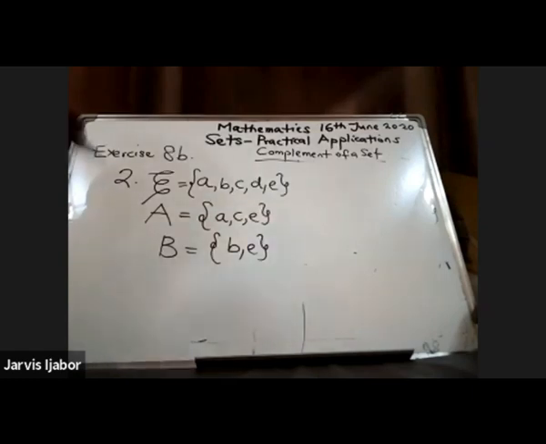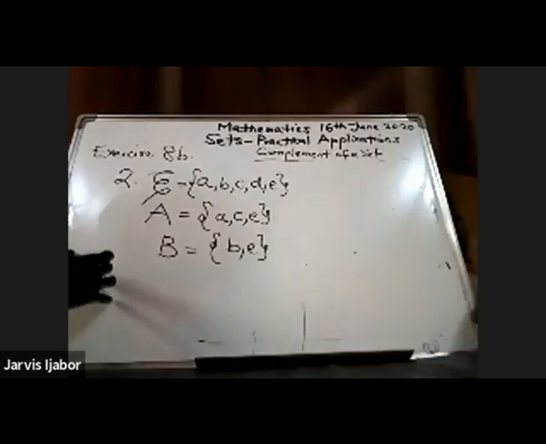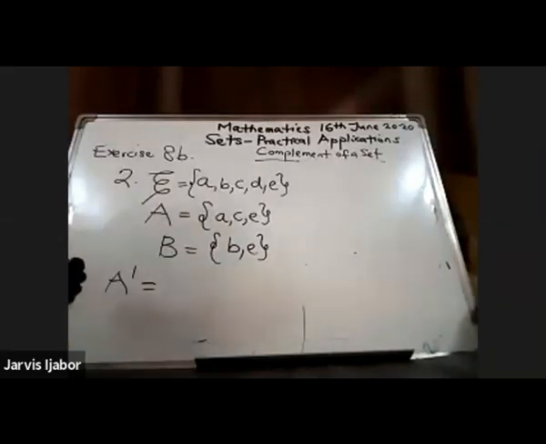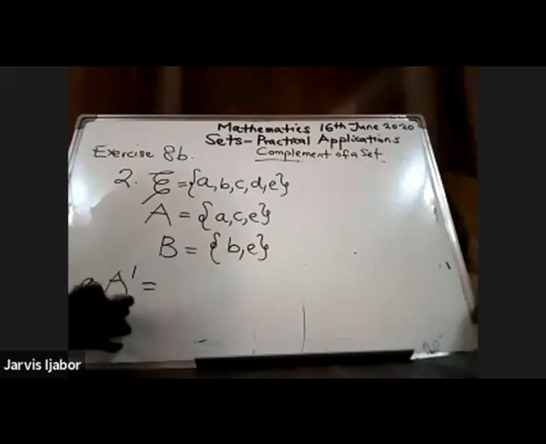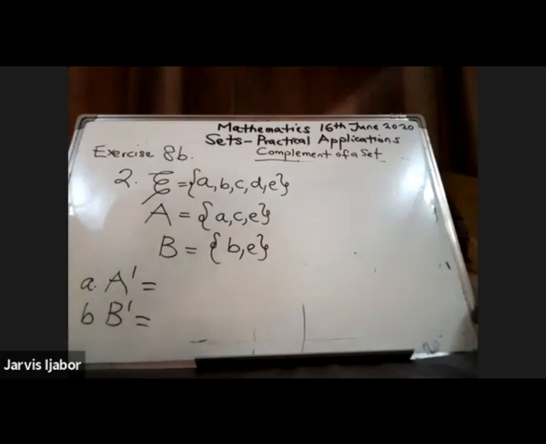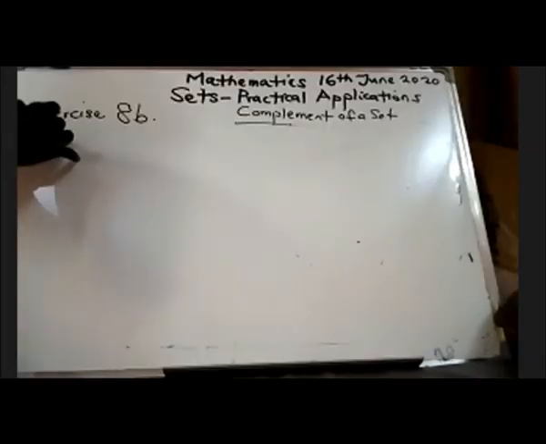Now, these are the set descriptions given to us, and we are told to look for A prime. So I'll make it an exercise. I think everybody should be able to do this. Now, let every one of us give me A prime. You can just drop your answer on chat. Give me B prime. So let me have A prime and B prime. Could I get answers to that?